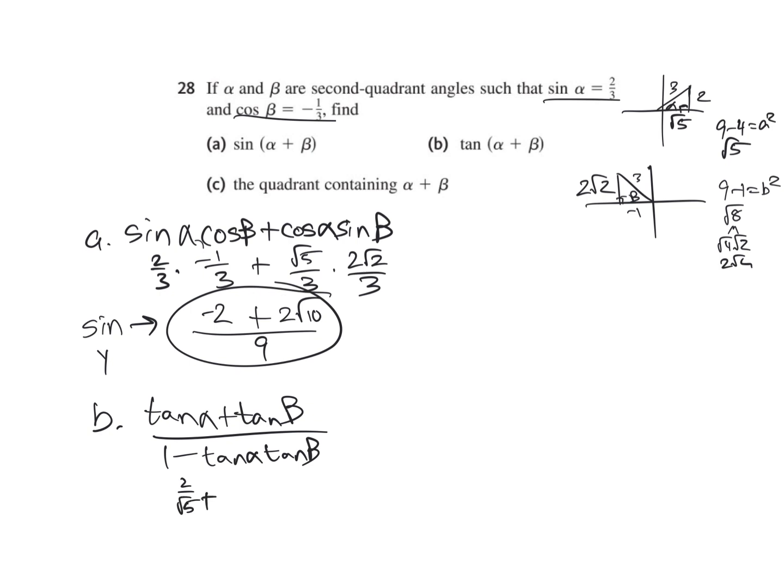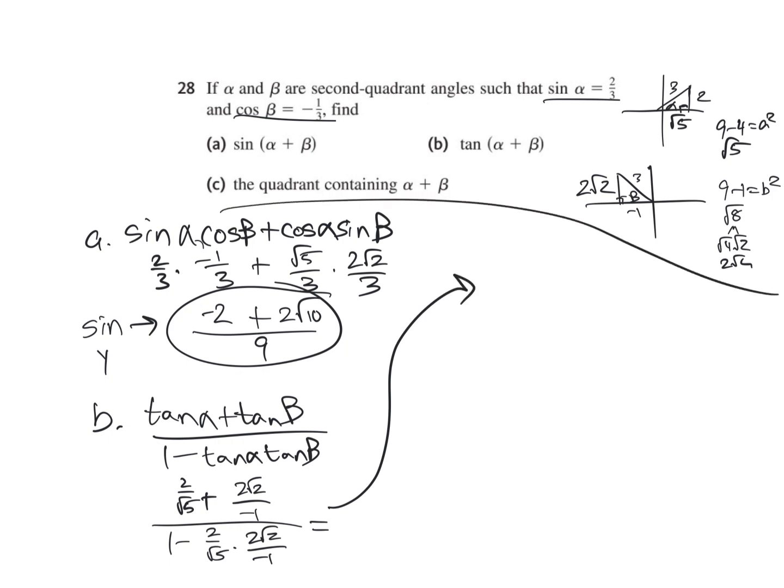And the tangent of beta is going to be 2 square root of 2 over negative 1. So 1 minus 2 over the square root of 5 times 2 square root of 2 over negative 1. All right, so let's just start this up here. And we've got to get a common denominator here. So we're going to multiply the right side by the square root of 5. Okay, and so we get 2 plus 2 square root of 10 all over, I guess it needs to be positive. We'll put the negative out in front here.